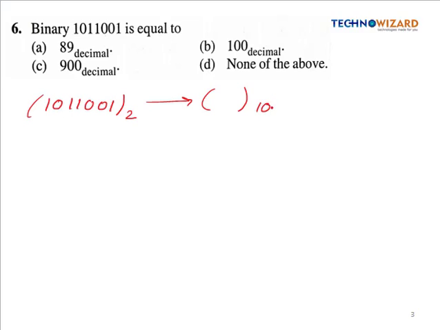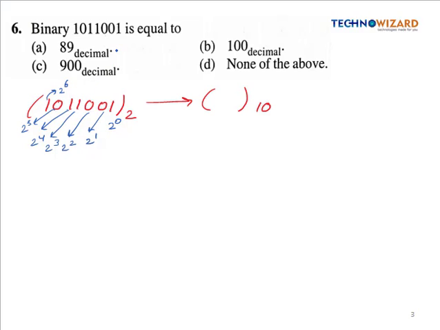The base of decimal is 10. So how to approach this question? The method to convert the binary into the decimal is, we'll start from here. We write 2 to the power 0, this is 2 to the power 1, this will be 2 to the power 2, this is 2 to the power 3, this will be 2 to the power 4, this is 2 to the power 5 and this is 2 to the power 6.